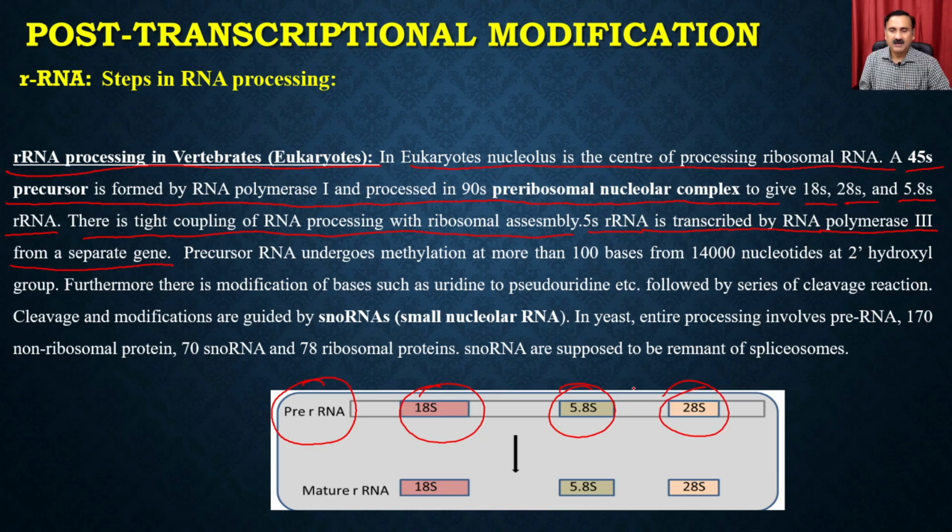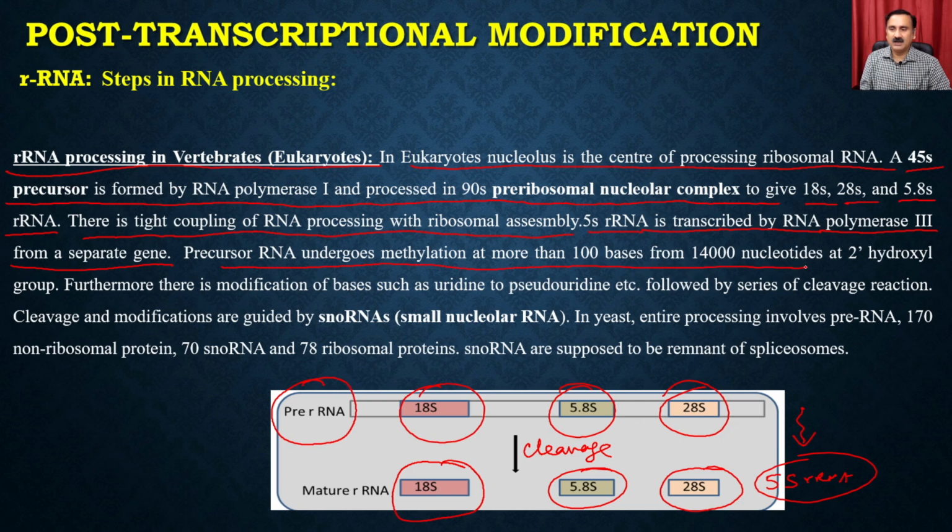So it is going to form a big transcript, and then it is going to have the cleavage event. This cleavage event is going to give rise to the 18S, 5.8S and 28S, and then you are also going to have the 5S ribosomal RNA, which is going to be transcribed separately, right? And then the precursor RNA undergoes methylation at more than 100 bases from the 14,000 nucleotides at 2' hydroxyl groups. Furthermore, there is a modification of bases such as uridine to pseudouridine, etc., followed by a series of cleavage reactions. So cleavage and modifications are guided by the small nucleolar RNA.